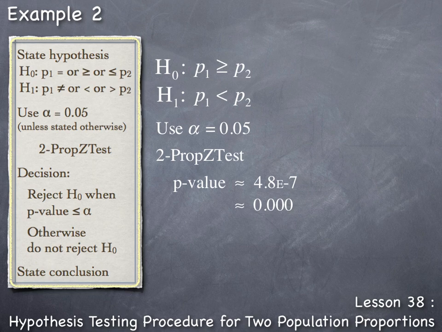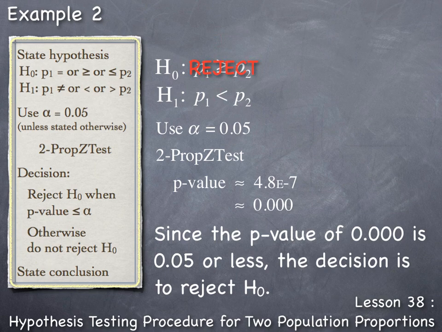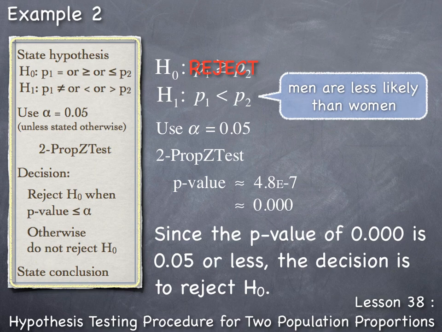Now that we have our p-value, we can reach our conclusion. Since the p-value of 0.000 is 0.05 or less, the decision is to reject H0. And when we reject H0, we have enough evidence to indicate that H0 is not valid. And if H0 is not valid, the opposite idea, H1, is the one that is valid. So the data supports the idea that P1 is less than P2. And since men were the first population and women were the second population, P1 less than P2 leads to the conclusion that men are less likely than women.